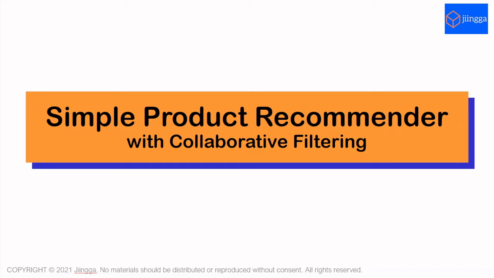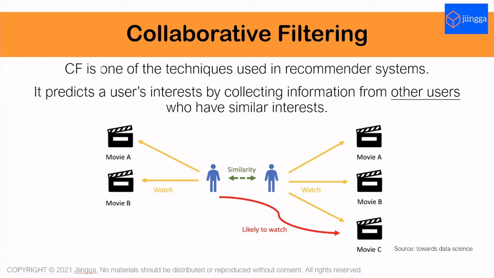Hello, in this video, we are going to talk about a simple product recommender with collaborative filtering. What is collaborative filtering? Collaborative filtering is just one of the techniques used in recommender systems. There are other techniques used in other recommendation systems as well. Collaborative filtering predicts a user's interest by collecting information from other users who have similar interests.